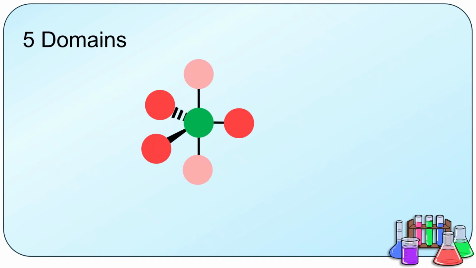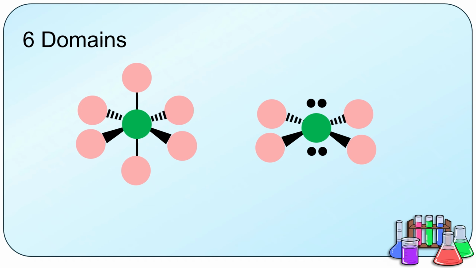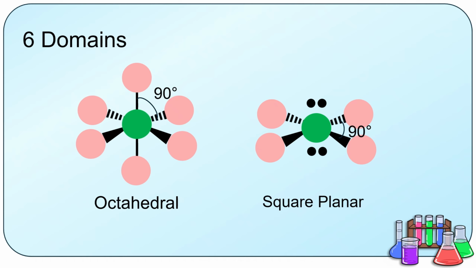Here we have a molecule with five domains. There are two different bond angles in this structure. There's a 90-degree angle here and here in the plane of the page, but if you look at this molecule from the top, there's a 120-degree angle between the three red atoms. This geometry is called trigonal bipyramidal. Finally, if you have a molecule with six domains, it will have a bond angle of 90 degrees. If all the domains are bonded atoms, then the geometry is called octahedral. If there are two lone pairs, it is square planar.